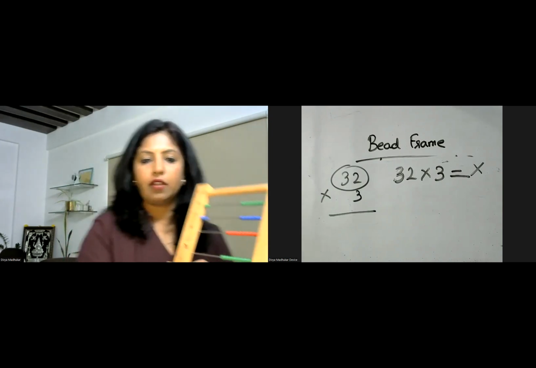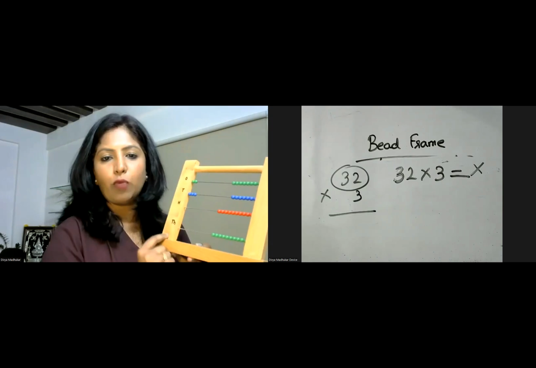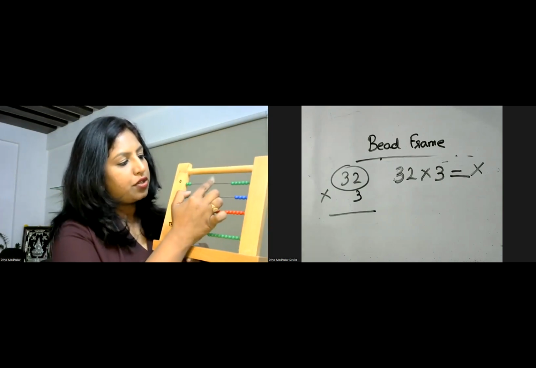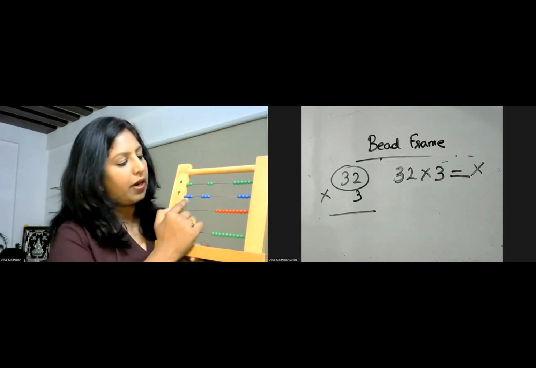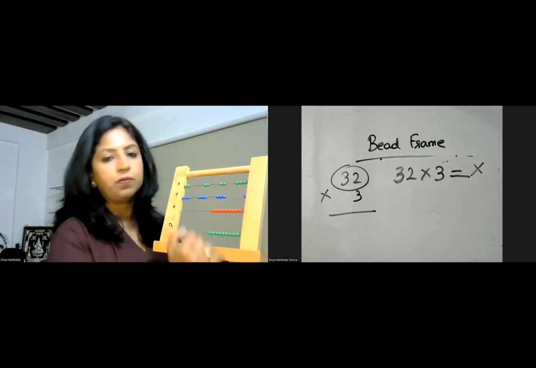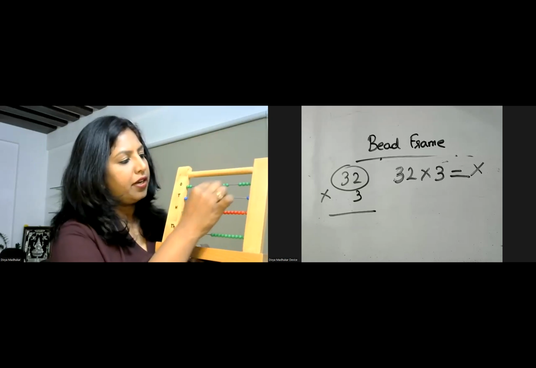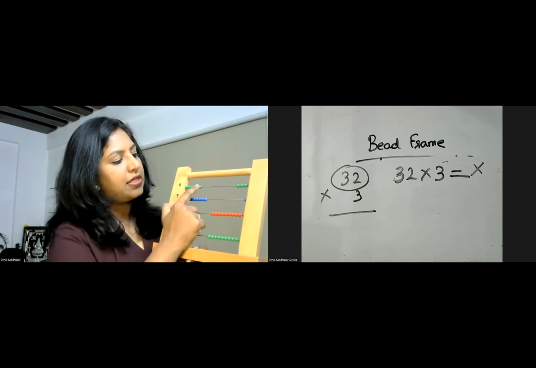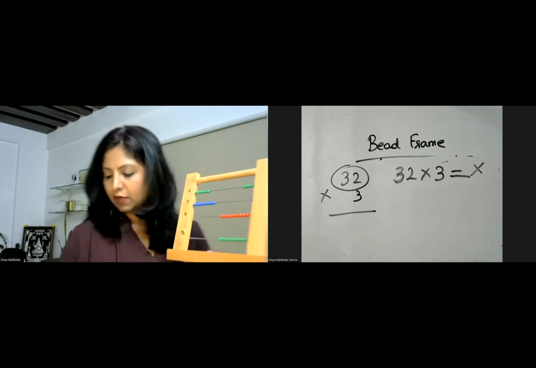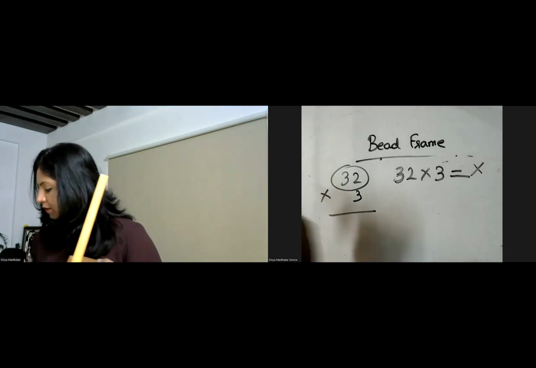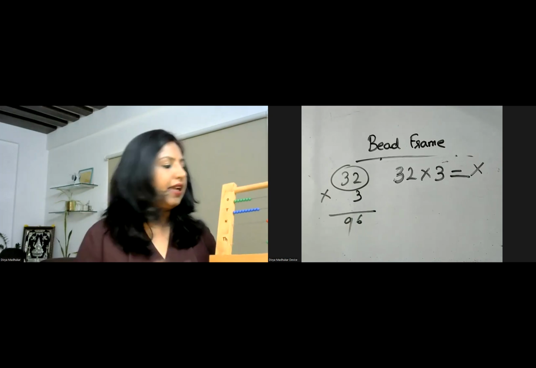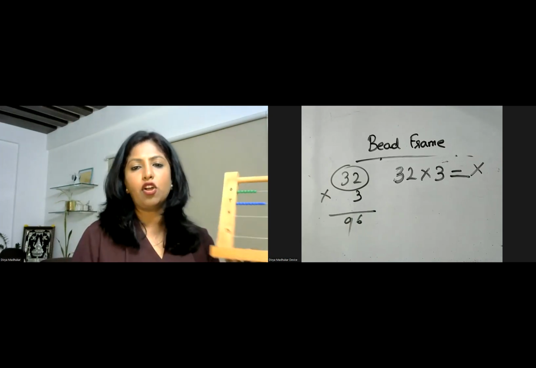Can you see? Yes. So this is your 32 one time. Again, 2 ones, 3 tens. So this is your 32 two times. Now again 32, three times. So join. So your answer is 6 ones, 9 tens. 96 is your answer. 9 tens and 6 ones is your answer.